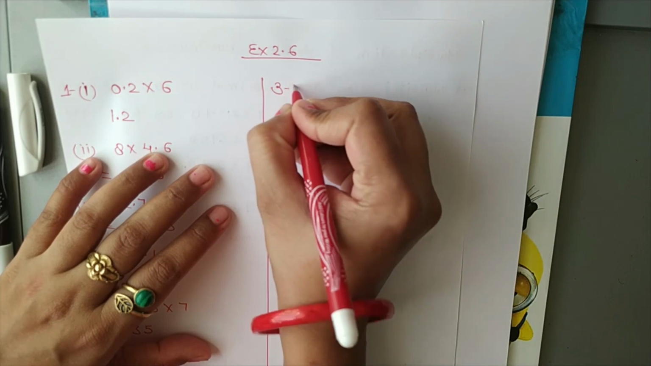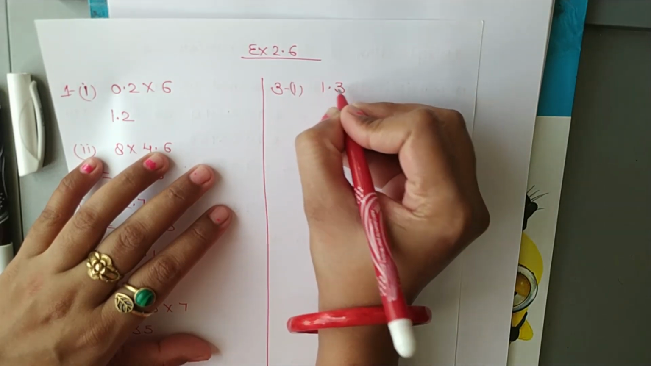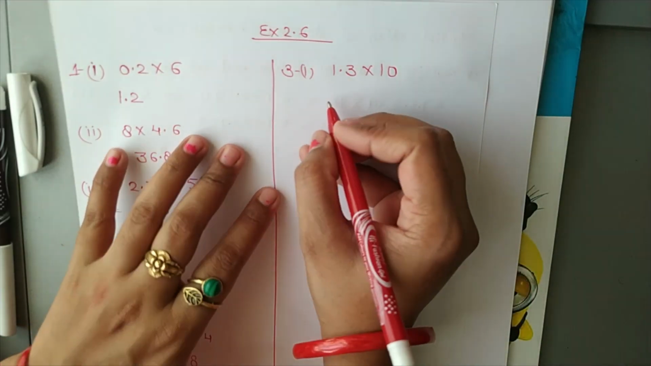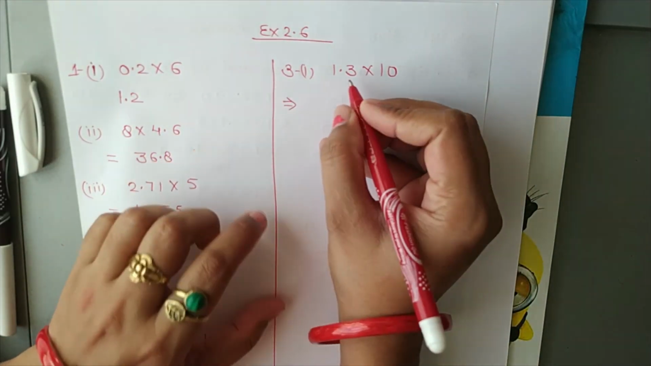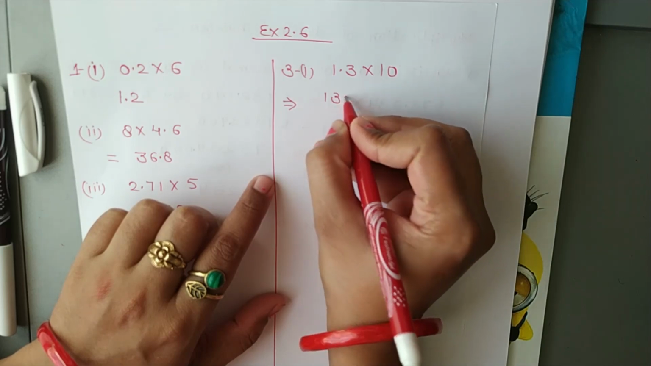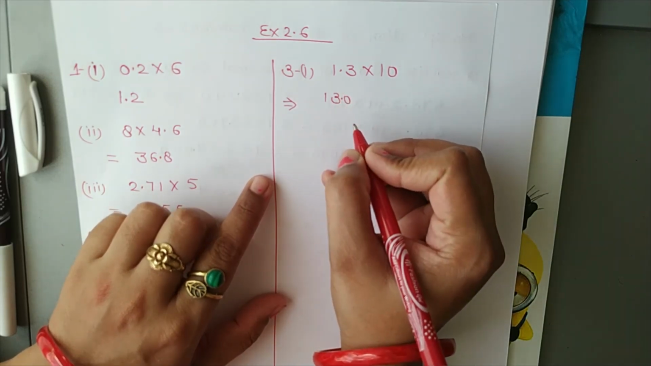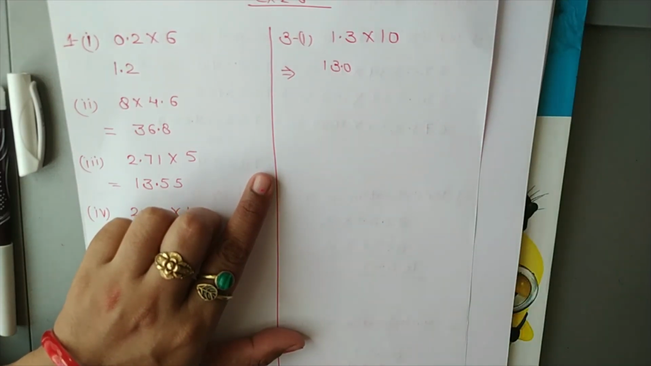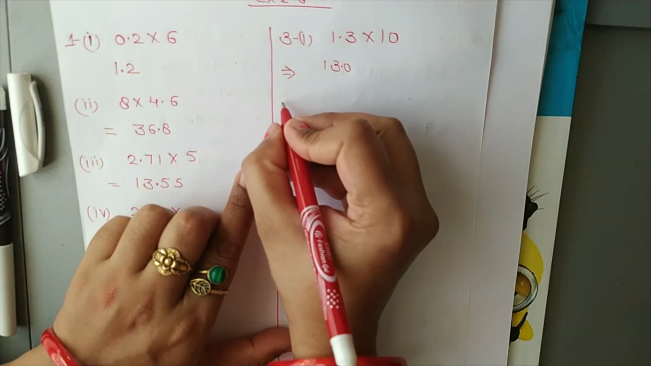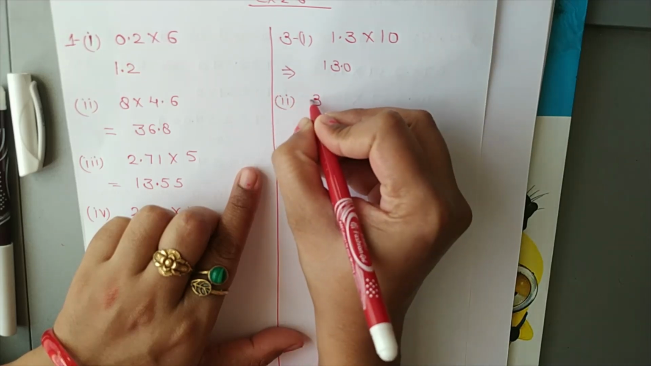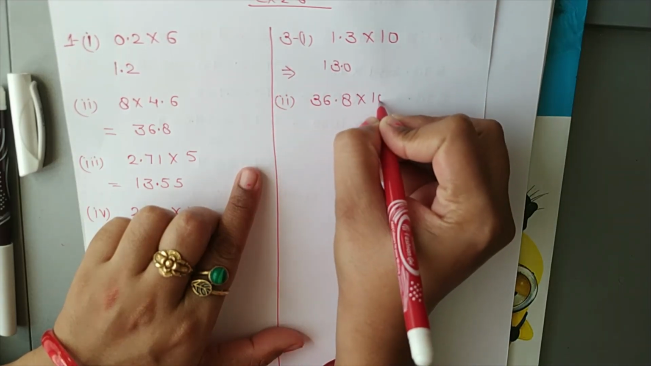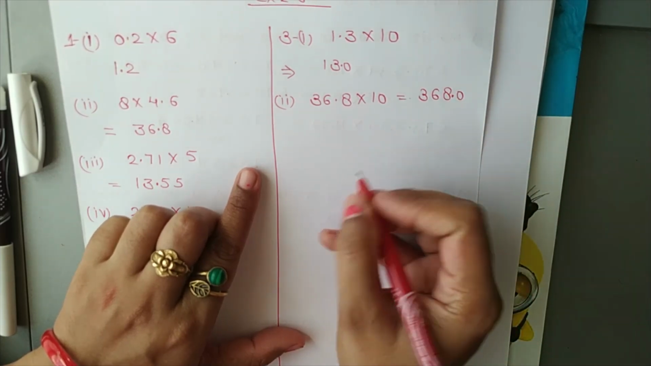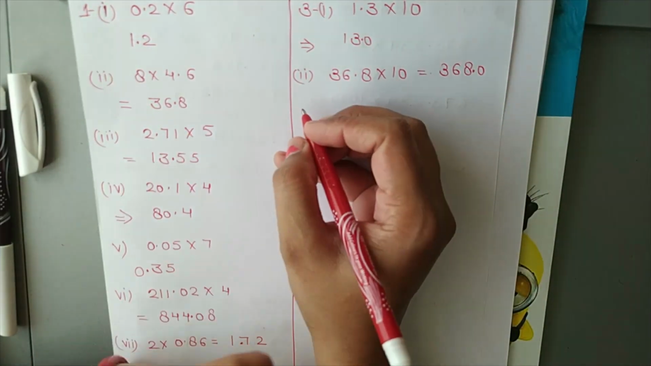Question number 3, first part, 1.3 into 10. This is the first case. Ignore the decimal and multiply by 10, so it will be 130, and place the decimal after one digit, so it will be 13. Next is 36.8 into 10. It will be 3680, then after one digit we have to place the decimal.